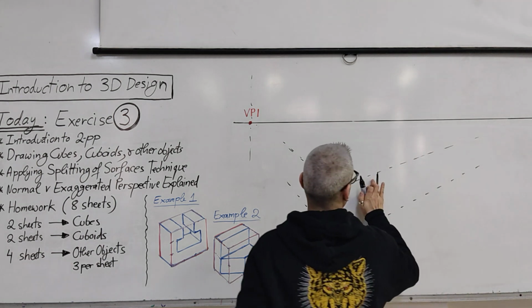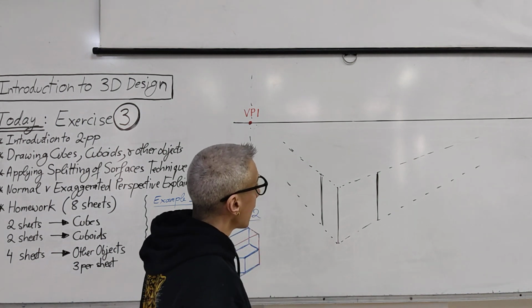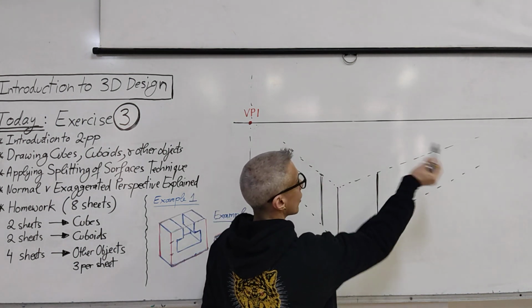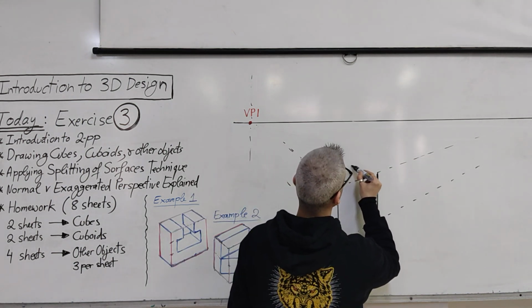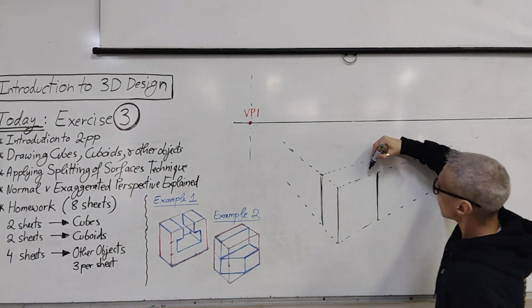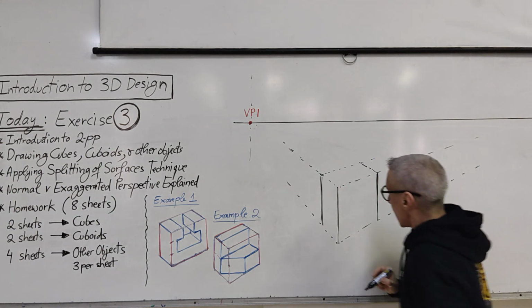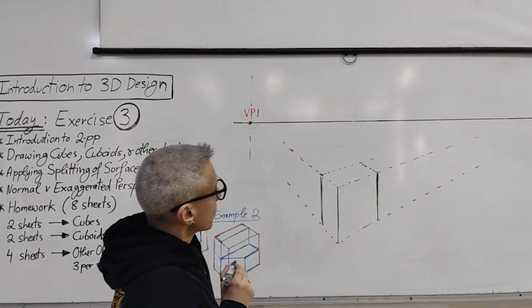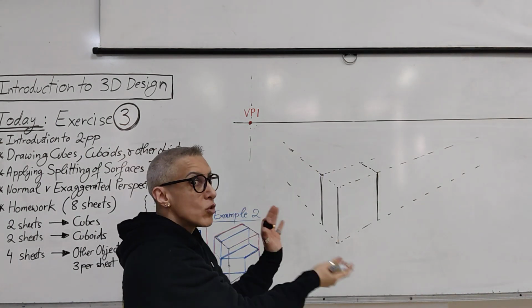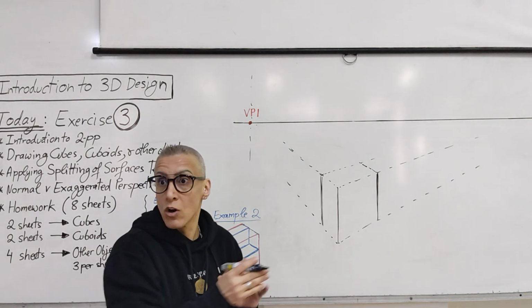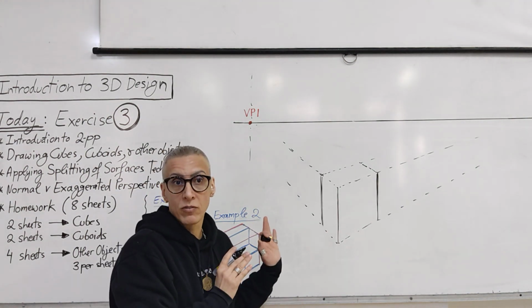Okay, so I decide to put the two lines here. Now, from this point, again to the vanishing point, and from this point to the other vanishing point. Okay, so I'm drawing the cube or the cuboid first. Any object you draw actually should start like this.